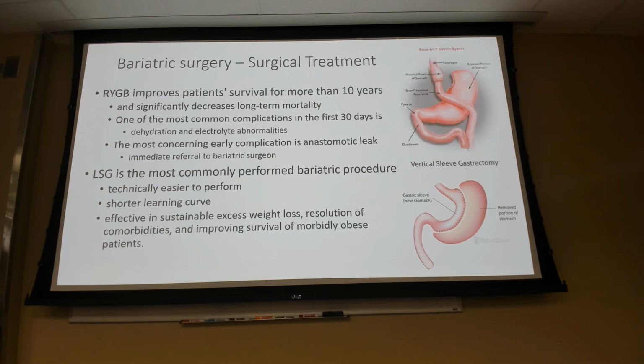So we typically were doing the Roux-en-Y, which was the most common one we used. And now we're doing the laparoscopic sleeve gastrectomy. The Roux-en-Y had a great improvement, but it also had significant complications. Typically in the first 30 days after this procedure, you'll have dehydration and some sort of electrolyte abnormality. And then what we worry about, especially in the ER, is an anastomotic leak.